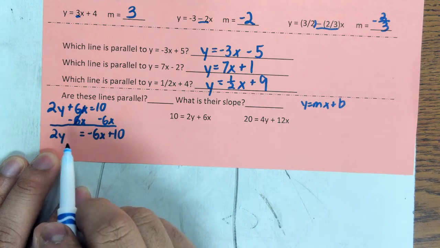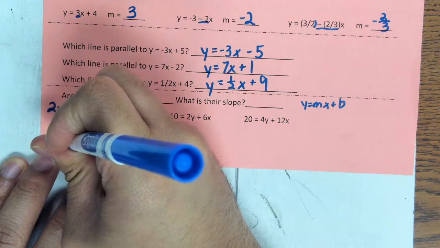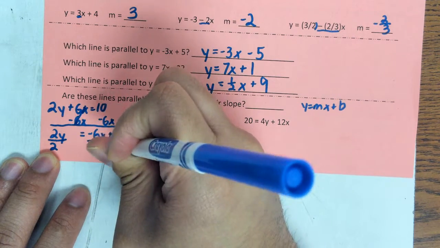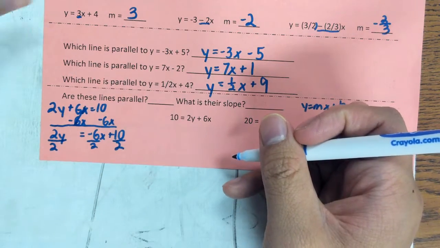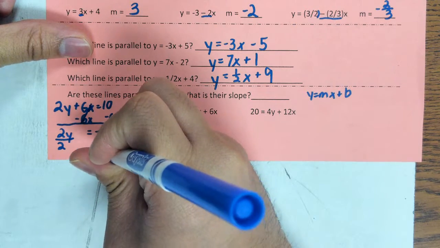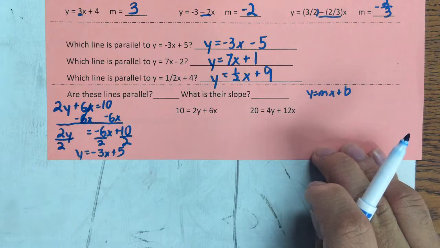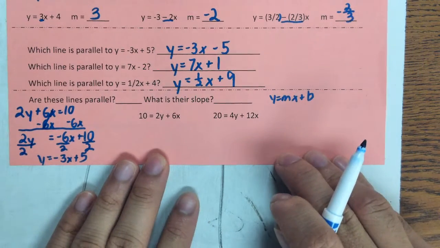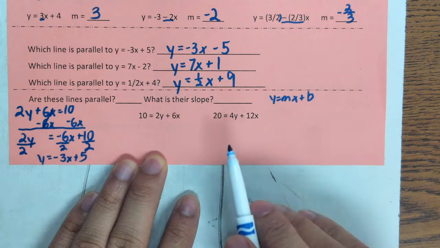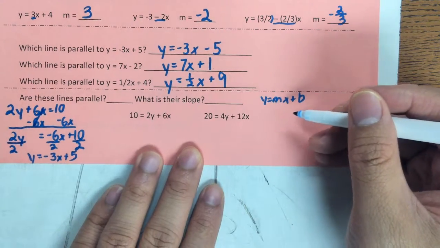And last step, we have 2 times y equals negative 6x plus 10. Opposite of 2 times y, we divide by 2. When we divide, we have to divide every single number. And that gets us y equals negative 3x plus 5. If you'd like to pause this video and work out the right side, the right equation on your own, I highly suggest doing that. Otherwise, I will just keep on working on the right side.